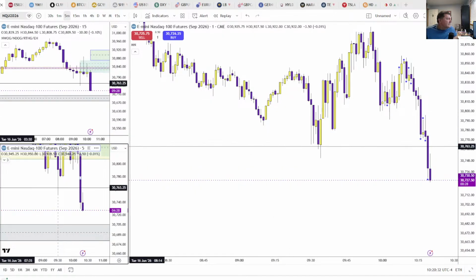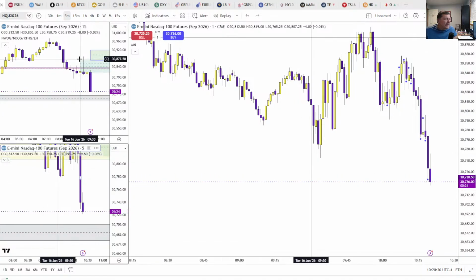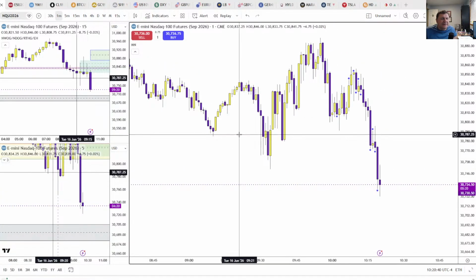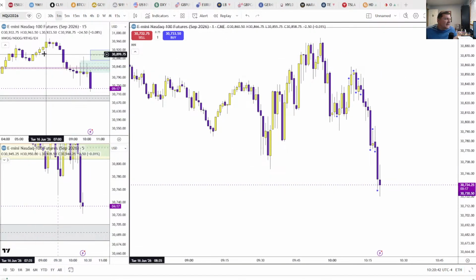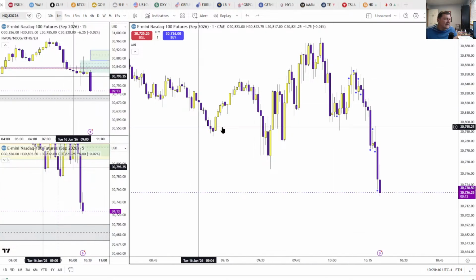So hourly shows bearish, bearish, bearish. So it did turn in the area we're looking for. Went up a little higher than I expected, but we did get the turn.